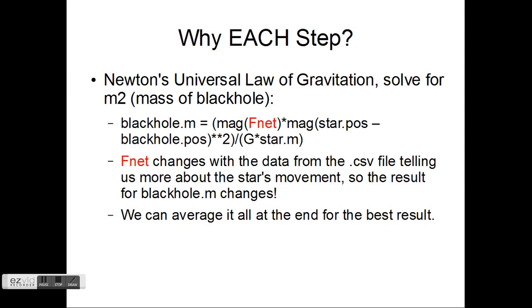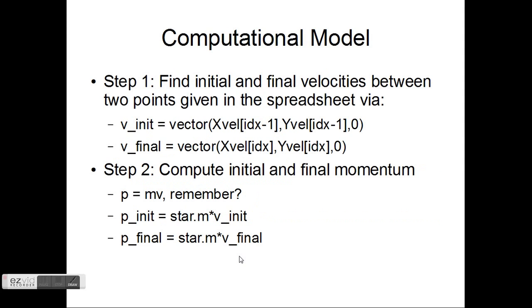As a result, we're getting a different result for the black hole mass, which we'll average at the end. Now let's get to the good stuff: how we change the computational model to actually perform the experiment. Step 1 is we find the initial and final velocities between 2 points given in the spreadsheet. xvel and yvel are just arrays filled with position data from the CSV. We can use positions to find velocities, and that's what we do here.